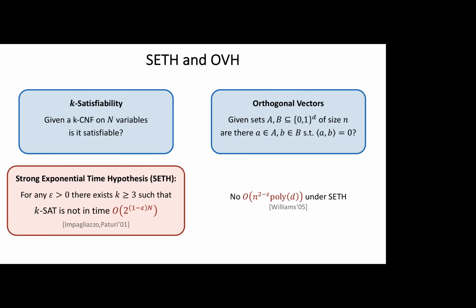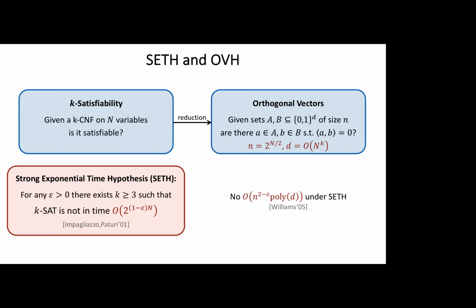And what Williams showed in 2005 is that this quadratic dependence on n is actually necessary. So you cannot get time n to the 2 minus epsilon times any polynomial dependence on d unless this strong exponential time hypothesis fails. Okay, and he showed this by reduction from satisfiability to orthogonal vectors. In this reduction, he's taking a k-SAT formula and computing an equivalent OV instance such that the number of vectors that he creates is 2 to the n over 2, where n is the number of variables, and the number of dimensions that he creates is n to the k, where k is the k of k-SAT.